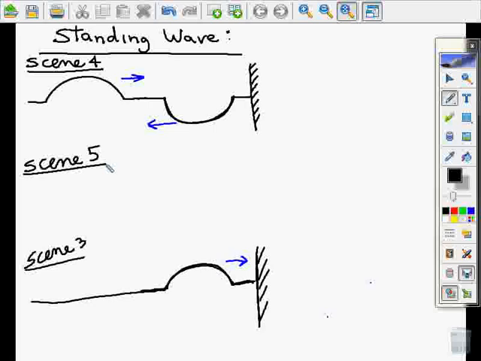In the middle. The next scene is when both of them are in the middle. Yes, that is it. Is it possible to send a crest without sending any kind of trough? Yes. We're going to do that in a moment. Sometimes it's referred to as a pulse. The next scene.